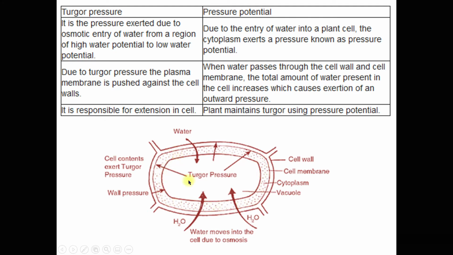Now when the cytoplasm has pressure, what happens? The organelles of the cell, especially the vacuole, will exert pressure on the cell membrane, and in turn the cell membrane will exert pressure on the cell wall of the plant cell. This pressure being exerted against the cell wall is the turgor pressure.